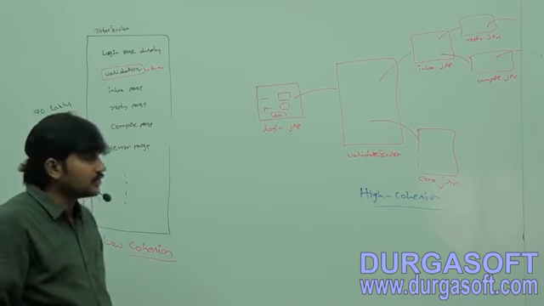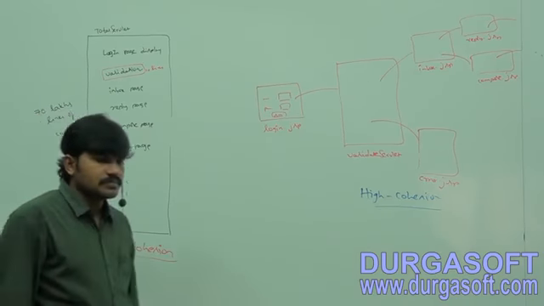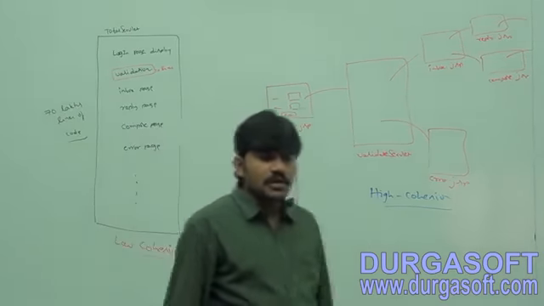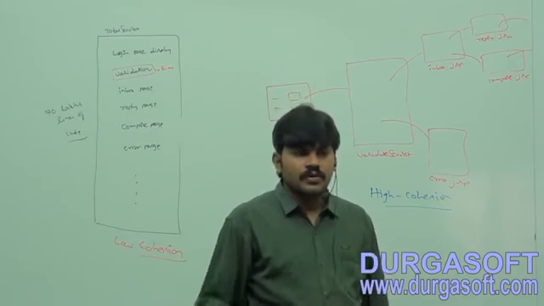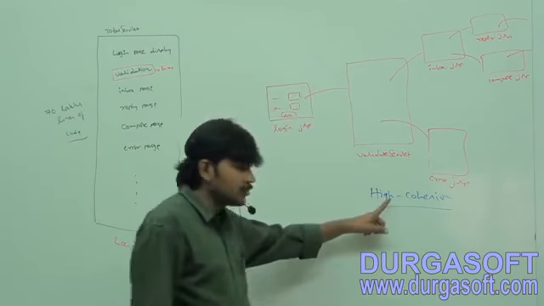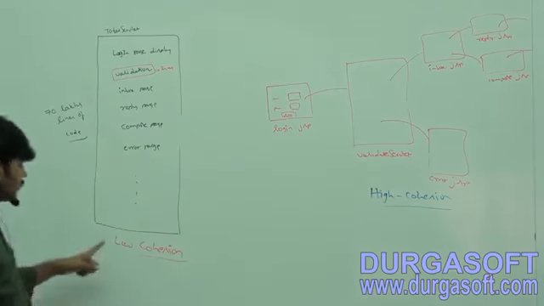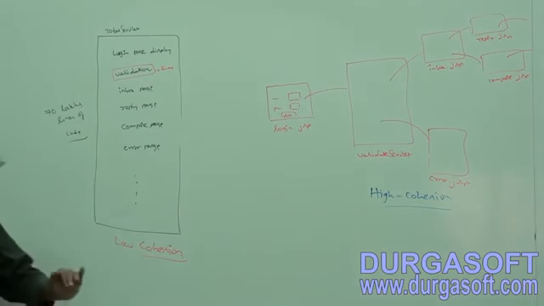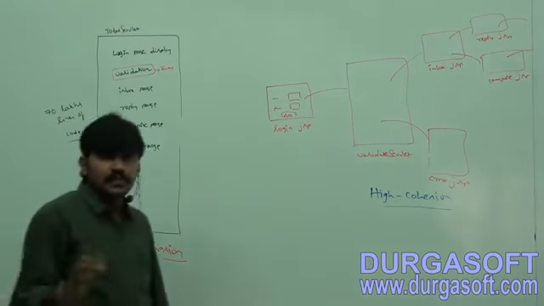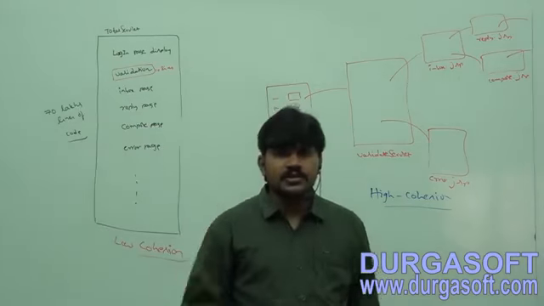High cohesion. Have you kept these words right? Here high cohesion, and this one is what? Low cohesion. Next, high cohesion is always a good programming practice.